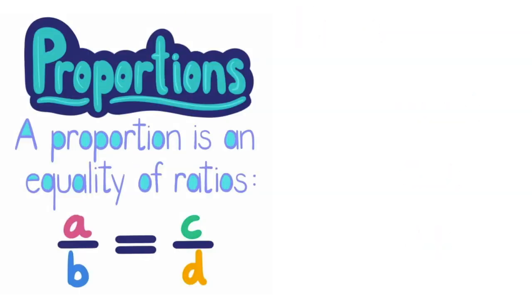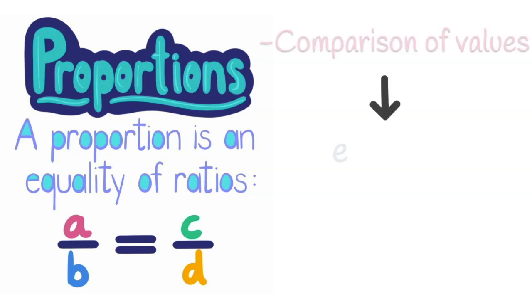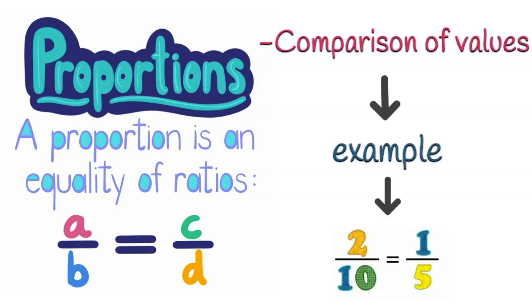A proportion is an equation that sets two ratios equal to each other, where a ratio is a fraction comparing two different values. In a proportion, if one of the numbers is unknown, we can use a process called cross multiplication to solve for that unknown.